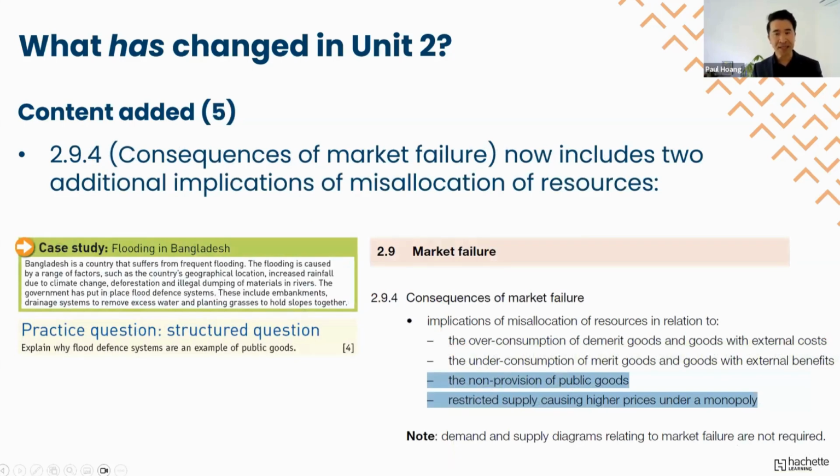So linked to the previous slide, we now have consequences of market failure with 2 additional learning outcomes. One of them is the non-provision of public goods. So we've got case studies like the lack of flood control systems in Bangladesh, because as you know, in the private sector, in the free market economic system, governments don't exist to provide these public goods. And then we've got monopoly again. So the implications of monopoly power or abuse of monopoly power because of market failure.